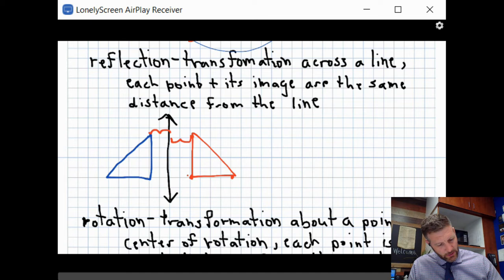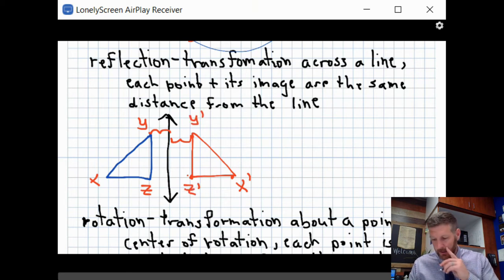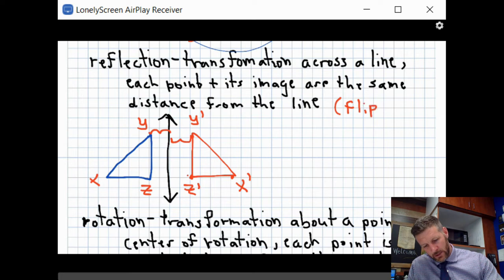Again, this could be called X, Y, Z. And notice we got to make sure we get the letters right. This is X transformed, Z transformed, and Y transformed. So that is a reflection. This is also known as a flip. And you can picture that triangle just being flipped over the line of reflection.